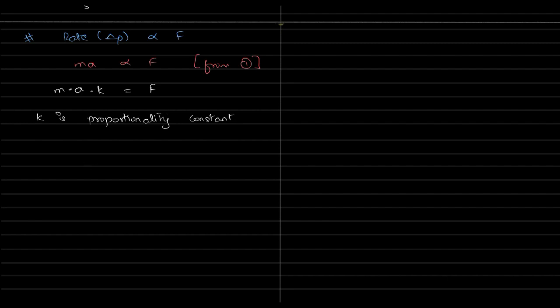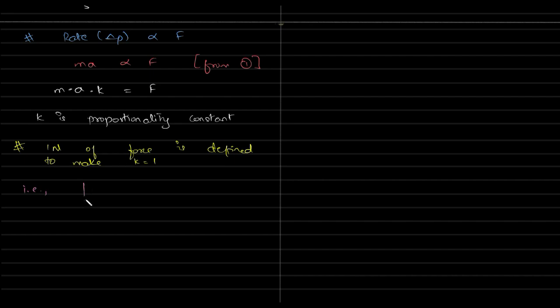Now, what is the next thing? We need to get a value for k, or what they have done is they defined the unit of force, that is Newton, to be such that k will be equal to 1. That is, 1 Newton of force is defined to make k equal to 1. I hope now you have some clarity. We have defined the force in such a way that k will automatically be equal to 1.